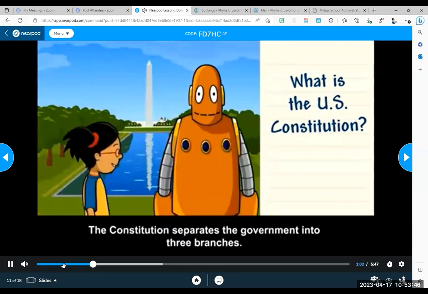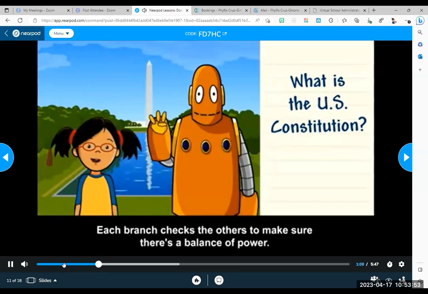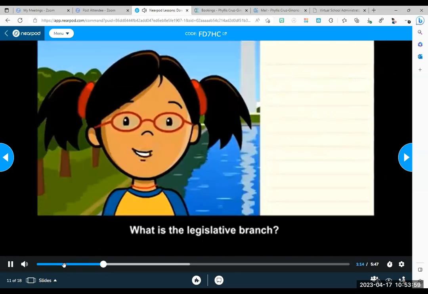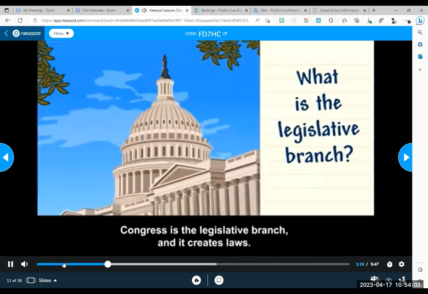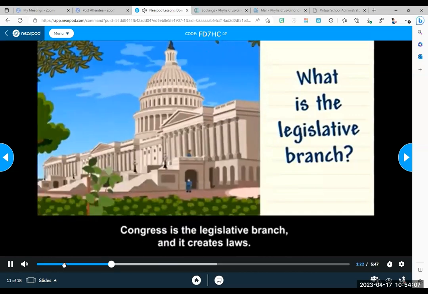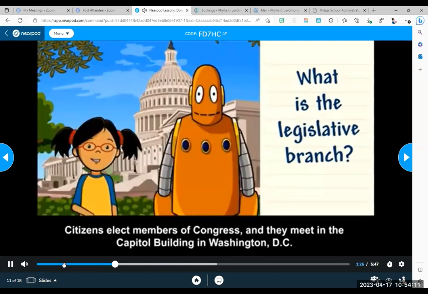That's what Marvin told us. The Constitution separates the government into 3 branches. Each branch checks the others to make sure there's a balance of power. Right, we want to make sure it's fair. What is the legislative branch? Addie said. Congress is the legislative branch, and it creates laws. There's the Capitol building. Citizens elect members of Congress, and they meet in the Capitol building in Washington, D.C.